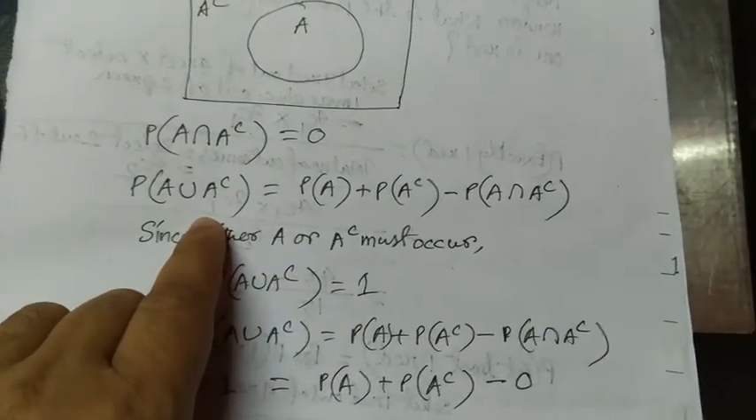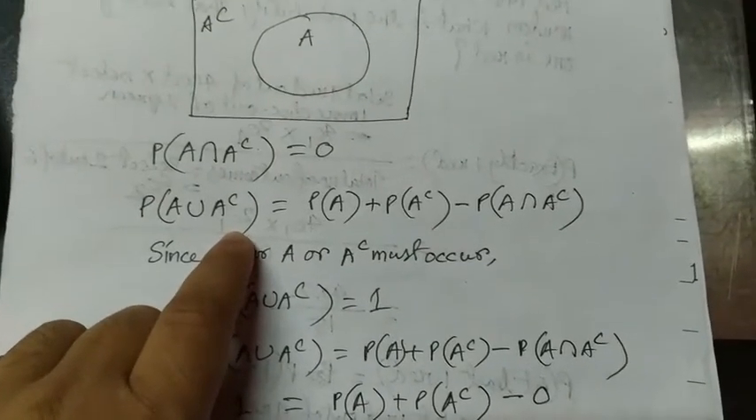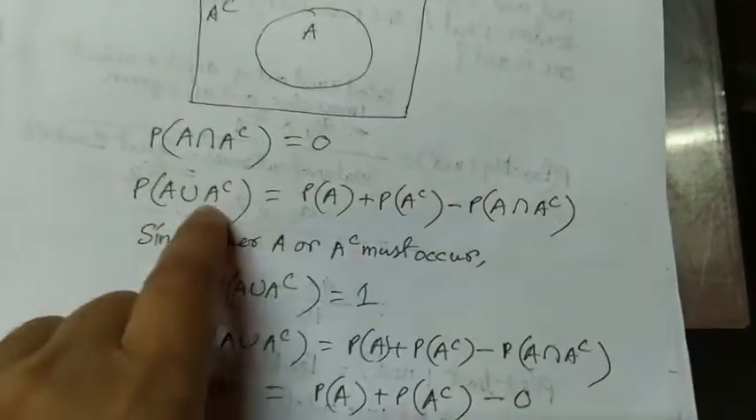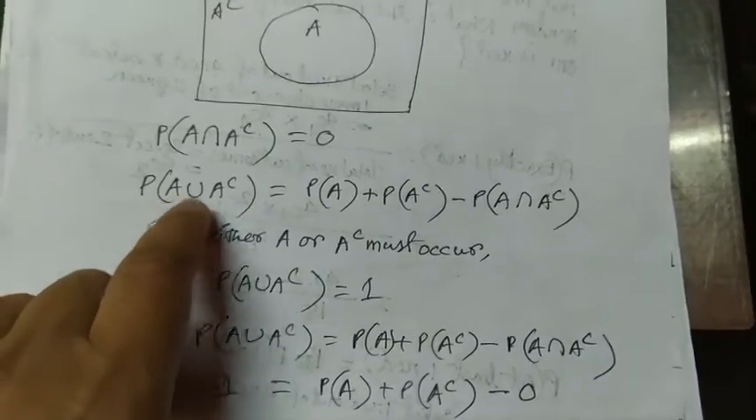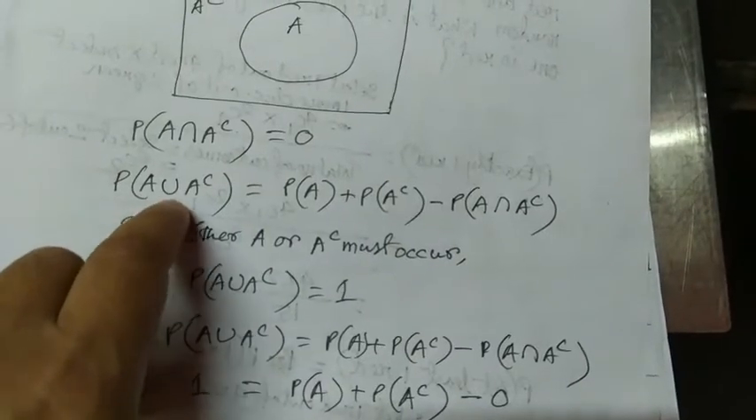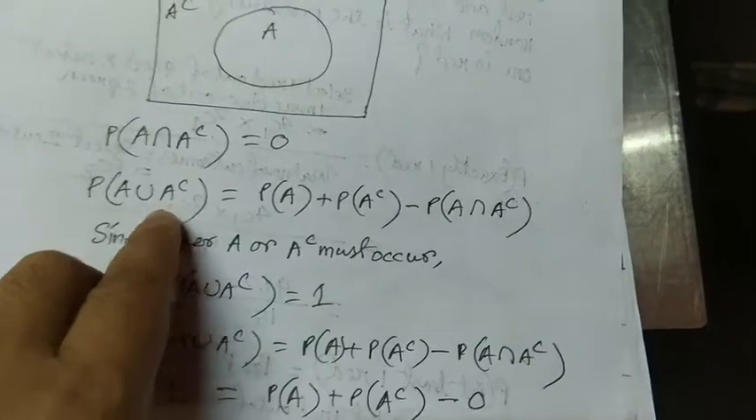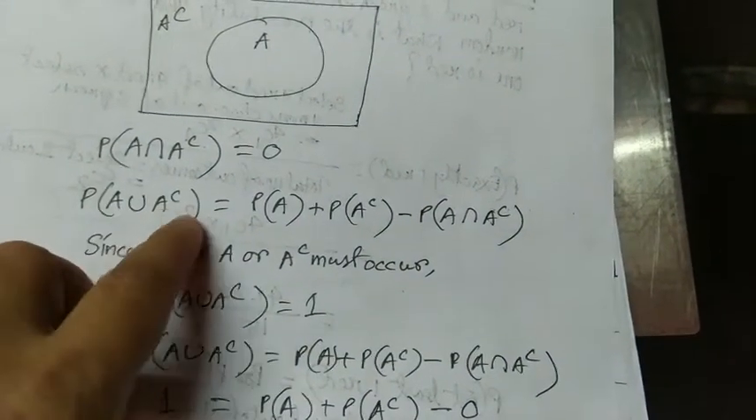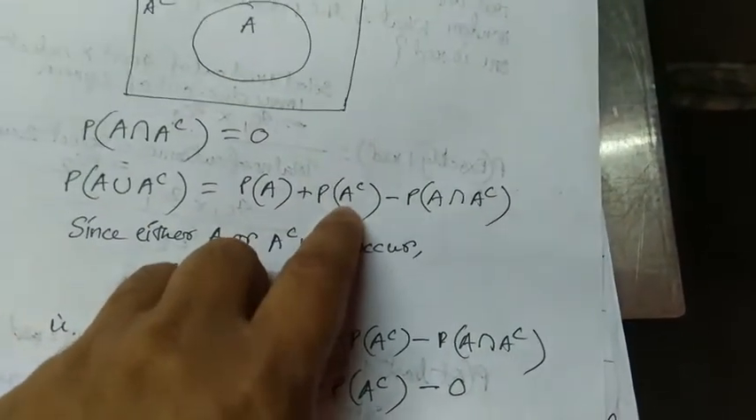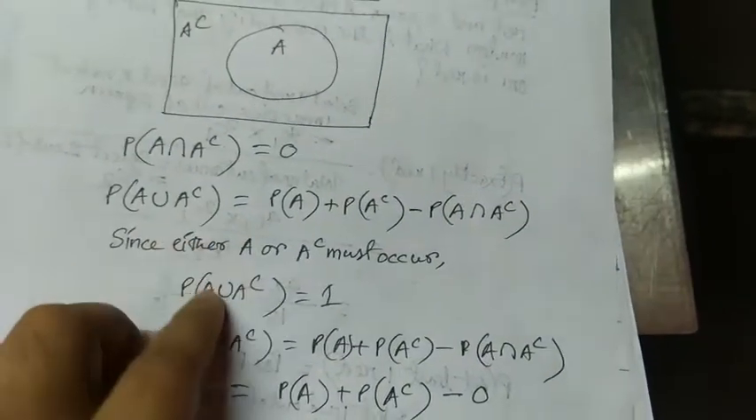So probability of A union AC. From set theory we know that union means probability of A plus probability of AC minus probability of A intersection AC. This is the formula for union. We take the individual probabilities, probability of A plus probability of AC, add them, and from this we deduct probability of A intersection AC.